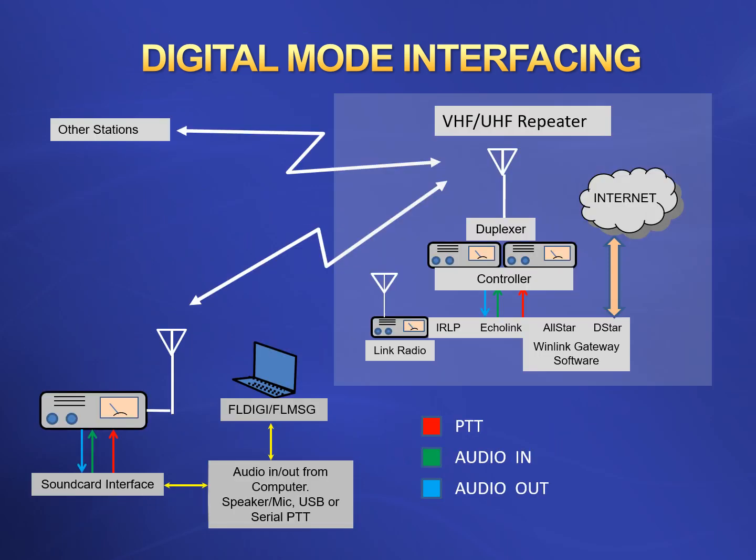This basic screen shows the connectivity between the radio, your computer, sound card interface, the software application, and how it gets out to the internet through a UHF or VHF repeater. You'll notice up there you've got linked radios. So if you've got linking between repeaters on your mountain, that's where it comes from. You've got internet available through the controller on the repeater, which gives you the ability to send your message out to the internet as long as that packet repeater is up and functional.